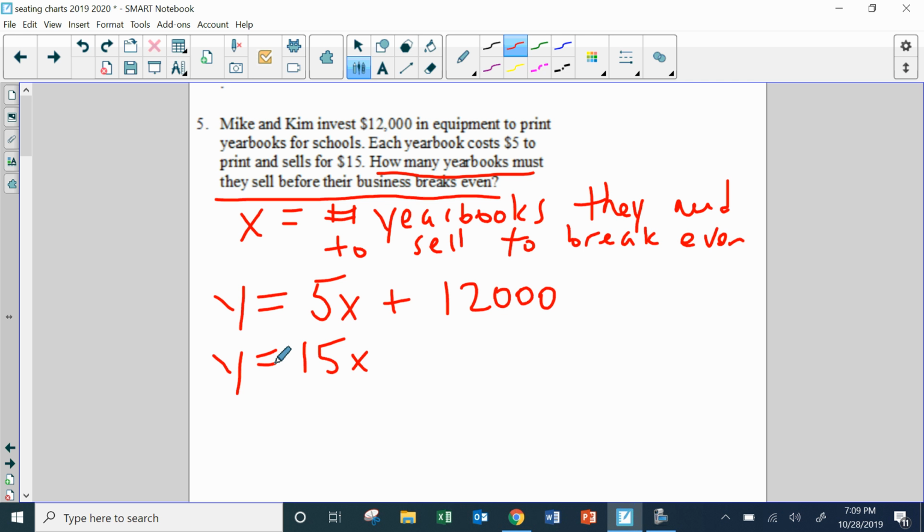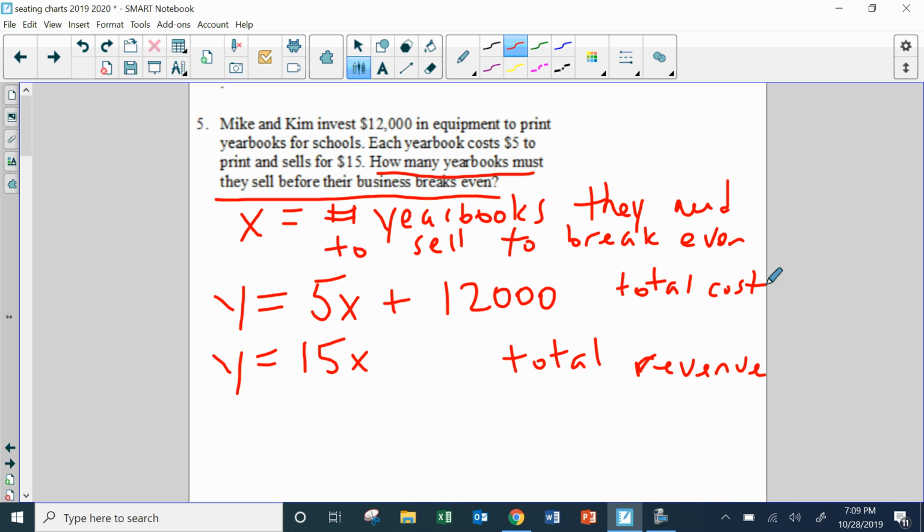So Y is the total revenue. So the bottom Y, I should say. So this is the total revenue. Again, remember Y is often going to equal the total of something. So total revenue. Revenue is the money you make. And then this is the total cost. And I want to know, when is my total revenue equal to my total cost? That is your break-even point. Basically, that's when you've eaten through all of the $12,000.